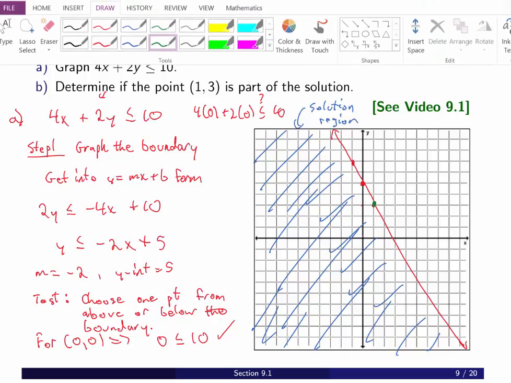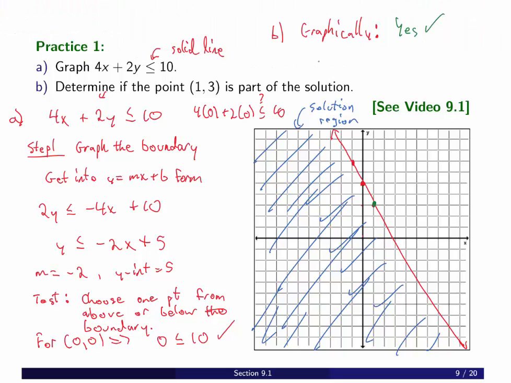You also could plug this into the inequality. You could have 4 times 1 plus 2 times 3. The question is, is it less than or equal to 10? Well, you're going to get 10. 10 is less than or equal to 10, true. So it is part of the solution. So that's basically it.